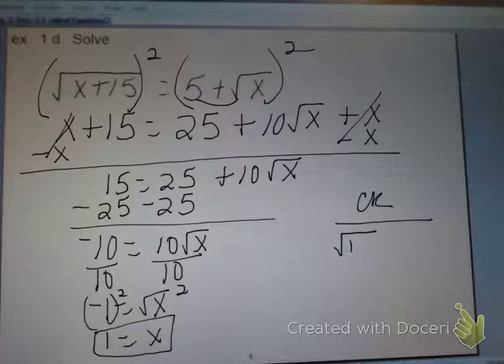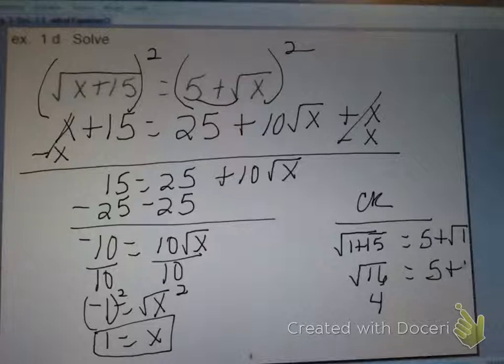Now to check, plug it in. And notice you get 4 equals 6. What that means is that if we graphed these two equations in the graphing calculator, they do not intersect at a point. Therefore, there is no real solution. The abbreviation for no real solution is a 0 with a slash through it. So you have to check every single problem to make sure it checks or not.